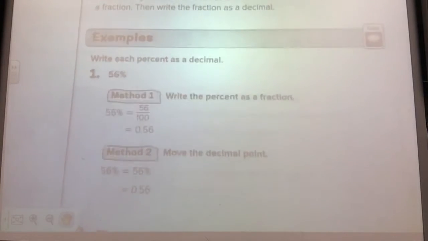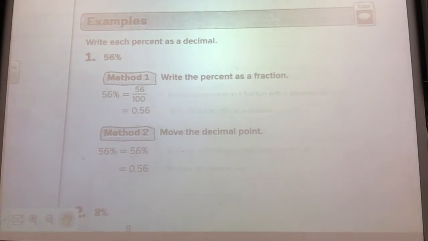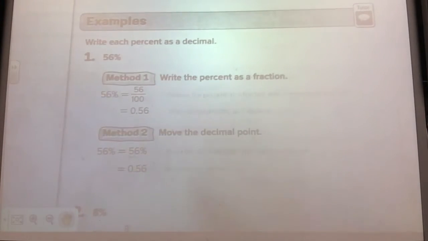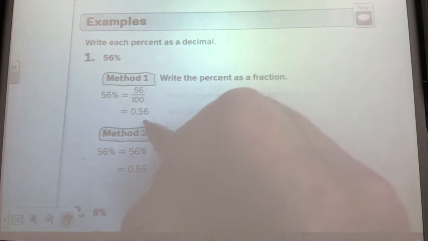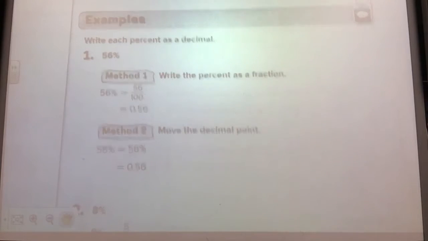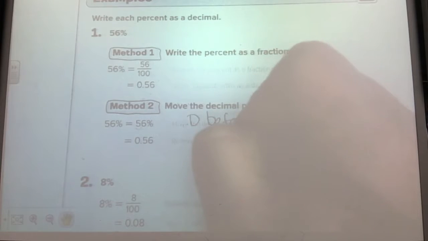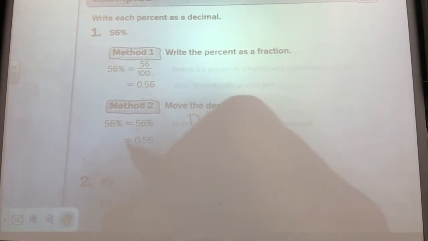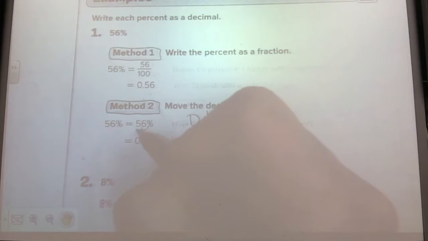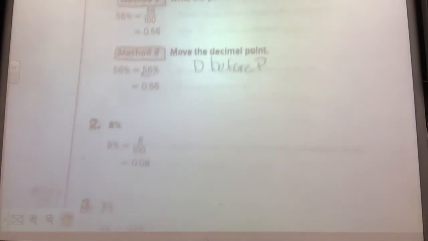Alright, they give us these examples. Here's method 1. Write the percent as a fraction. Because you know that 56 over 100, 56 hundredths is written like this. So that's one way to do it. Or just move the decimal. This is the way I do it. D before P. If you have a percent, 1, 2 places to the decimal. Go to the left because decimal goes to the left in the alphabet. 0.56.